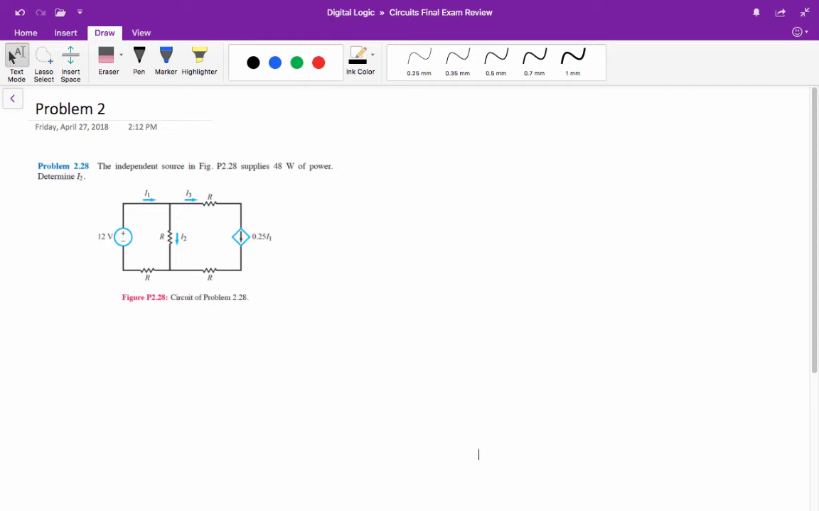This is problem 2 of the exam review worksheet. This is a problem from chapter 2, and at this point you'll probably find this problem pretty easy, but we'll go ahead and work through it just to make sure that you're not missing anything.